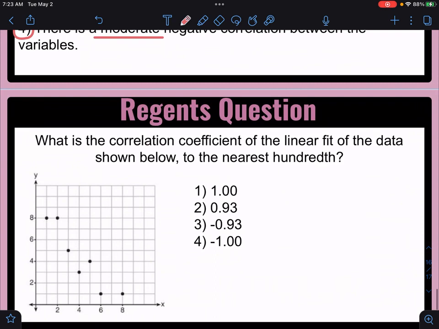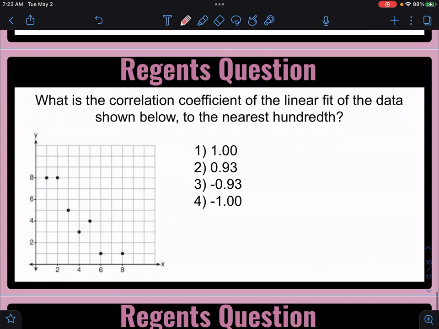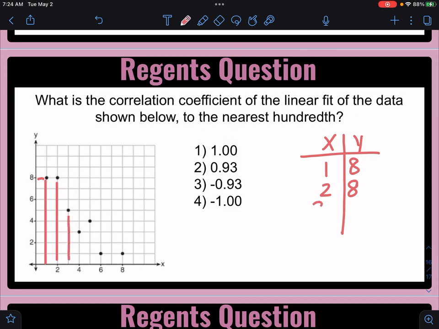Alright, this next one. What is the correlation coefficient of the linear data shown below to the nearest hundredth? Alright, we are basically going to need to type x and y into our calculator. This is an x value of 1 and a y value of 8. This is an x value of 2 and a y value of 8. This is 3 with a y value of 5. This is 4 with a y value of 3. This is 5 with a y value of 4. This is 6 with a y value of 1. And this is 8 with a y value of 1.